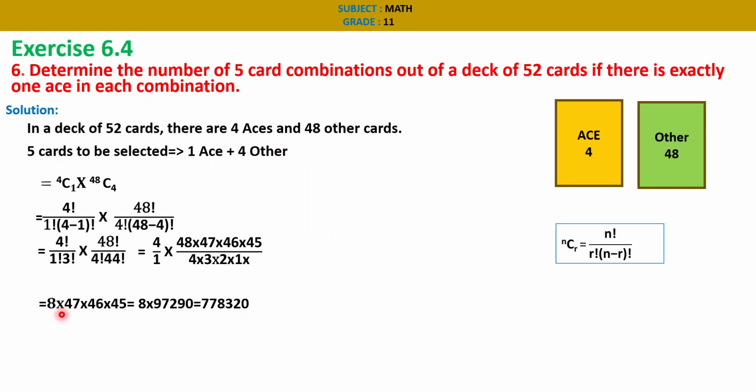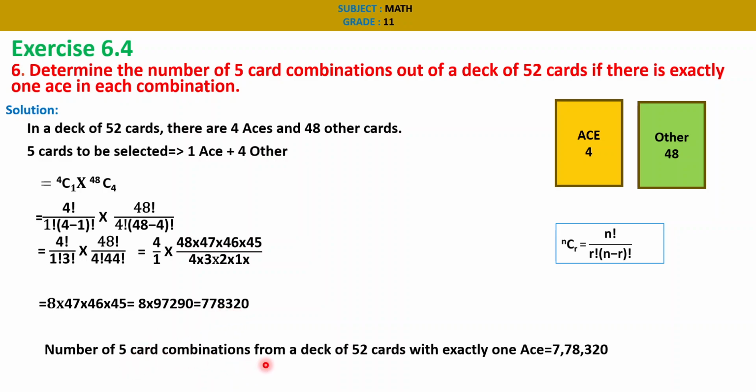That is, upon multiplying 8 into 47 into 46 into 45, we are going to get 8 into 97,290, that is 7,78,320. So, the number of 5 card combinations from a deck of 52 cards with exactly 1 ace is 7,78,320 ways.